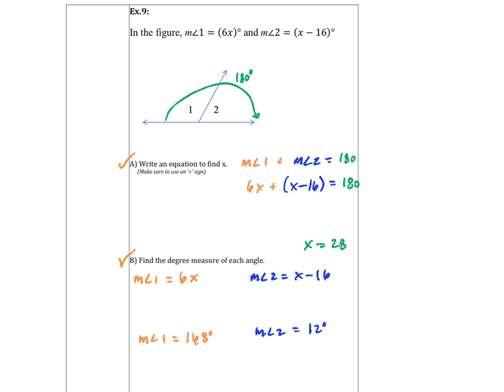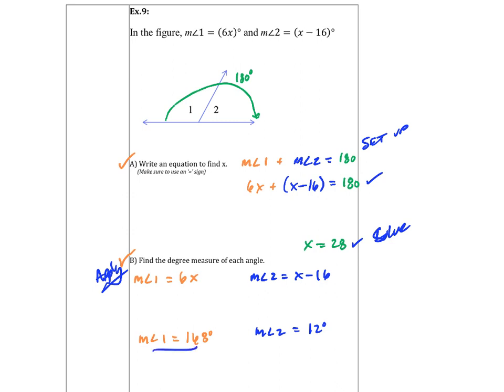Okay, so here's your solution. So again, expect to see this equation: 6x plus x minus 16 equals 180. You solve that equation to get x equals 28. Then you plug that in, you apply, right? Because this is what we said: you were going to set it up, you were going to solve, and then you were going to apply. So that means you're going to find the actual measures.